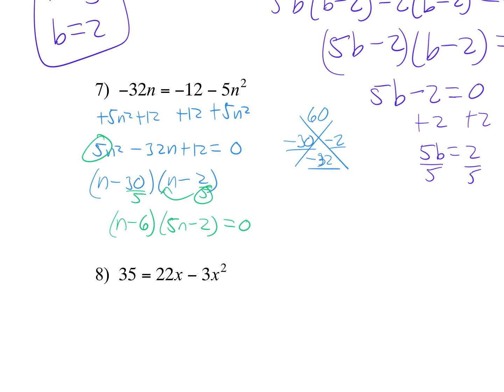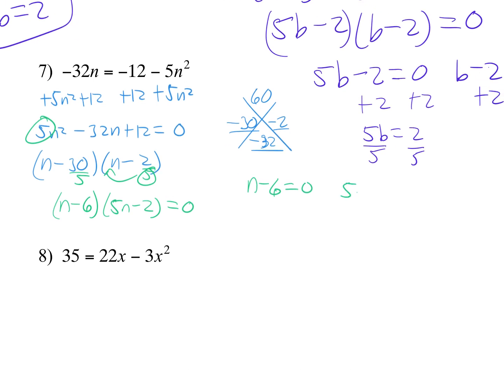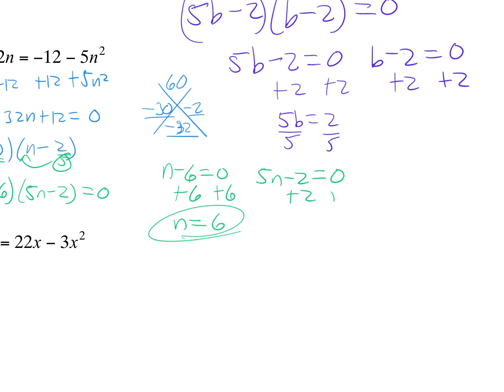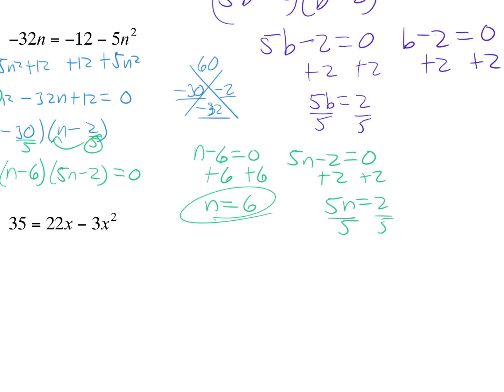Then you want to set each of your factors equal to 0. So n minus 6 equals 0, and then 5n minus 2 equals 0. Add 6 on both sides, and we get n equals 6 as one of our answers. Add 2 on both sides, 5n equals 2, and then divide by 5. We get n equals 2 over 5 as another one of our answers.